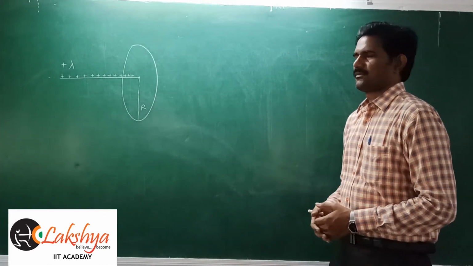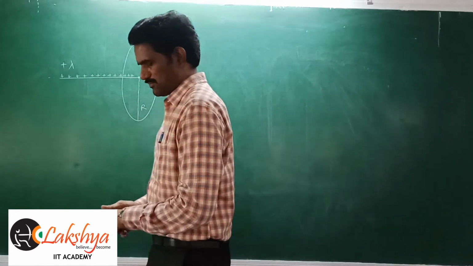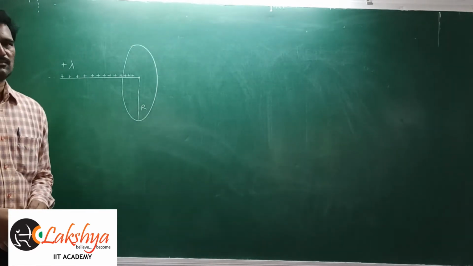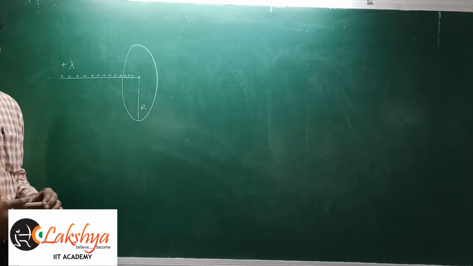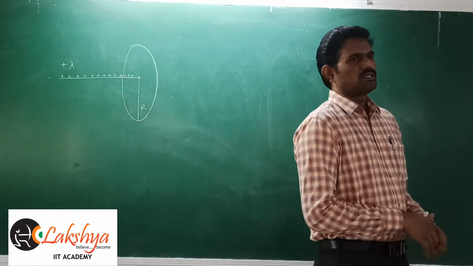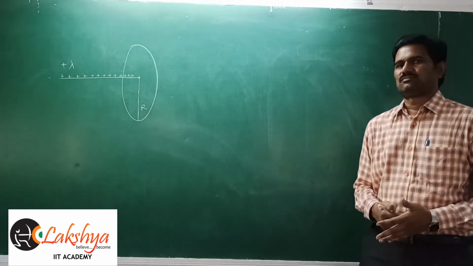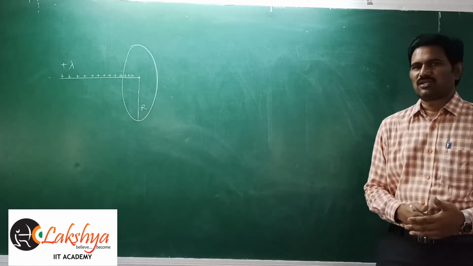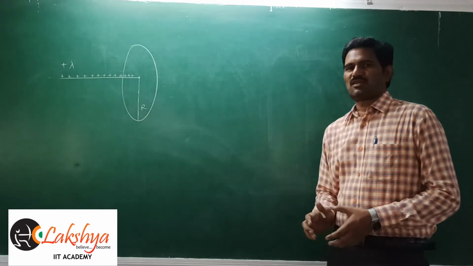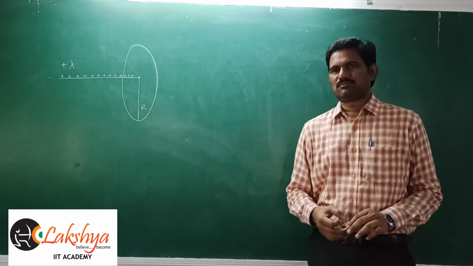is placed along the axis of a circular ring of radius r, starting from its center as shown. Find the total flux passing through the circular ring.